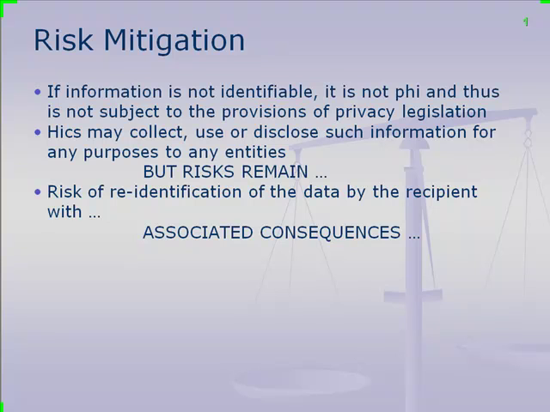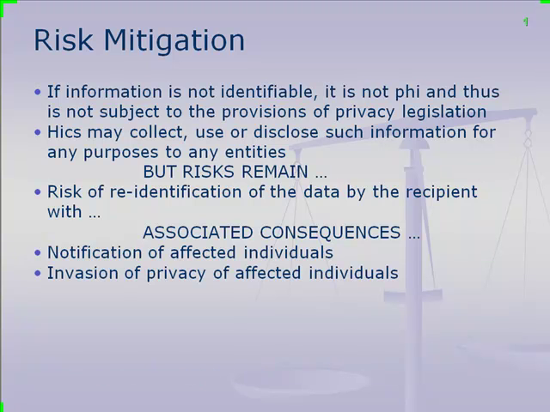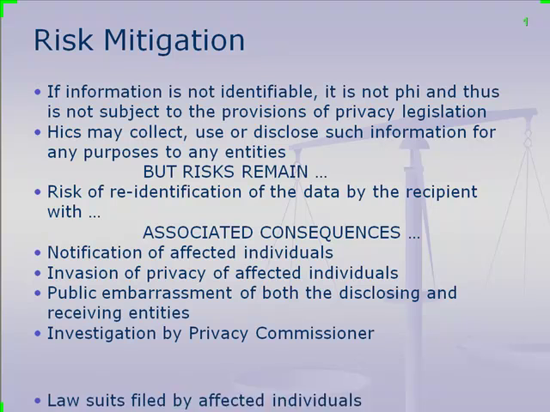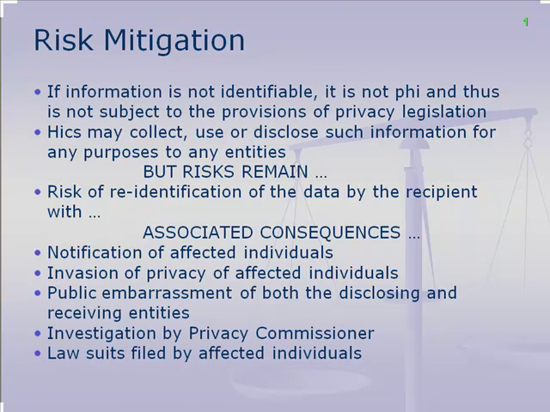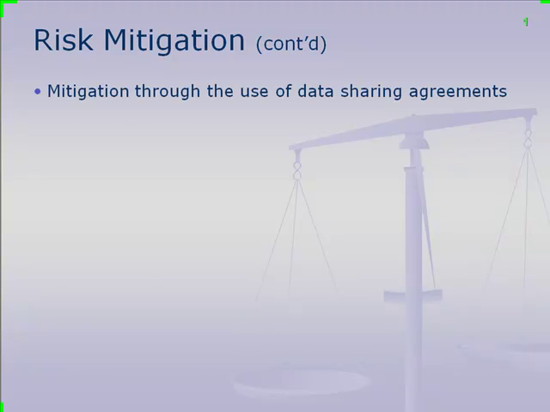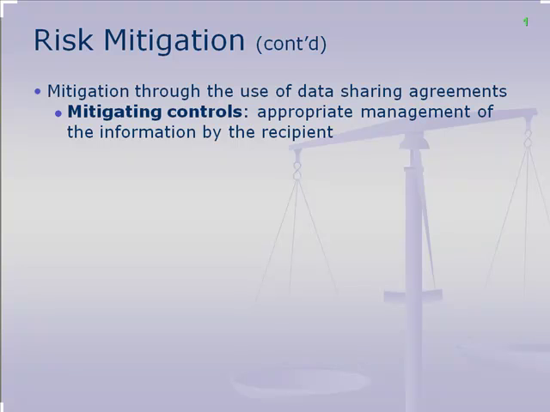the data becomes re-identified. So the associated consequences are going to be obligations to notify, the invasion of privacy of the affected individuals, bad PR, embarrassment of both entities in that particular scenario, investigation likely by the privacy commissioner, and potential litigation filed by affected individuals. So if we look through risk mitigation further, let's look at a few things that we may do.